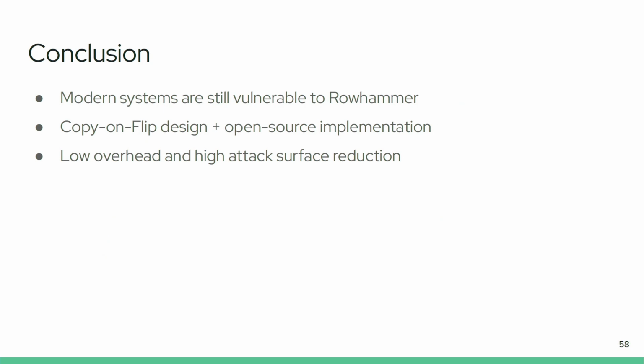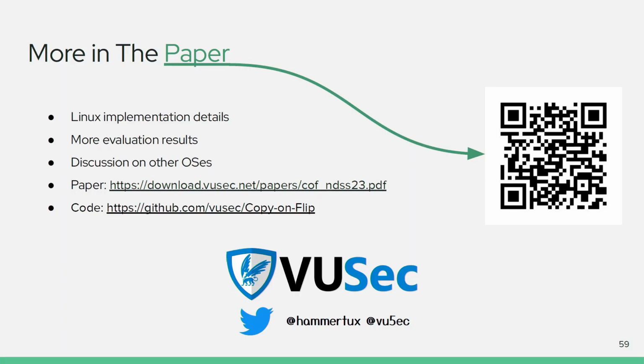So in conclusion, modern systems are still very much vulnerable to Rowhammer. This includes the latest generation of DIMMs. I presented copy and flip, which is a simple design, and we also have an open source implementation for Linux. I've shown that we have a relatively low overhead and a high attack surface reduction. You can find many more details in the paper. You can scan the QR code or follow the links. I'll take any questions now.